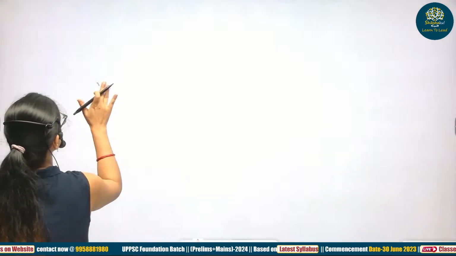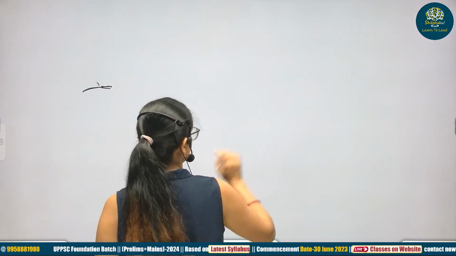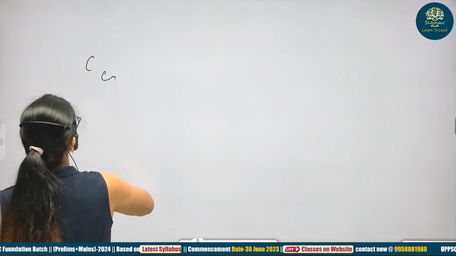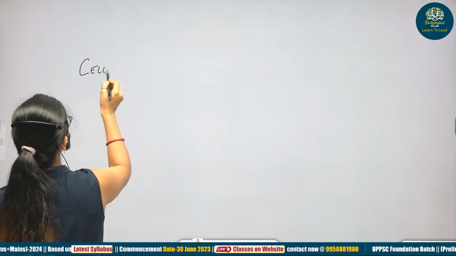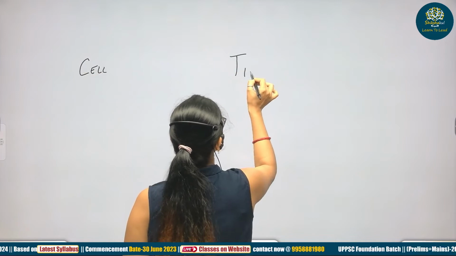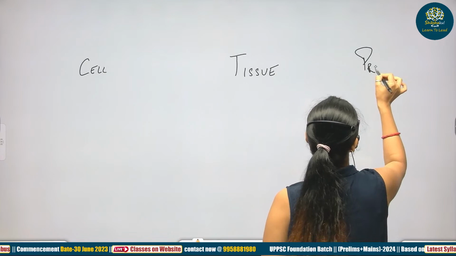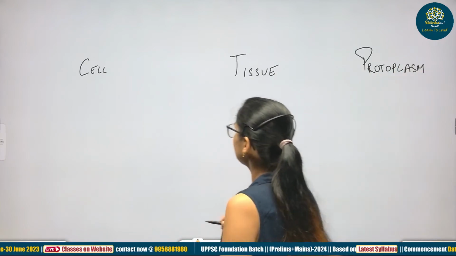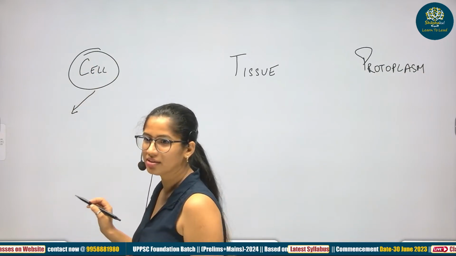Okay, so good afternoon. Today we'll study the three topics. The three topics are cell, tissue, and protoplasm. If we talk about cell, cell basically is a functional unit and a structural unit of life.